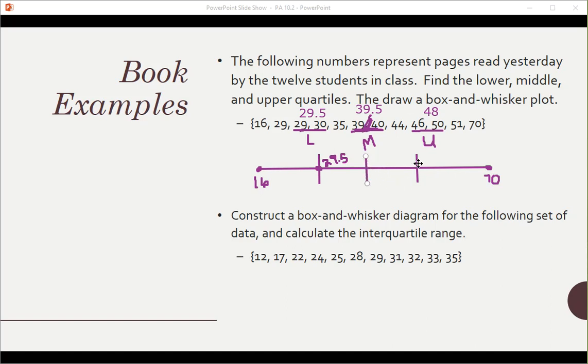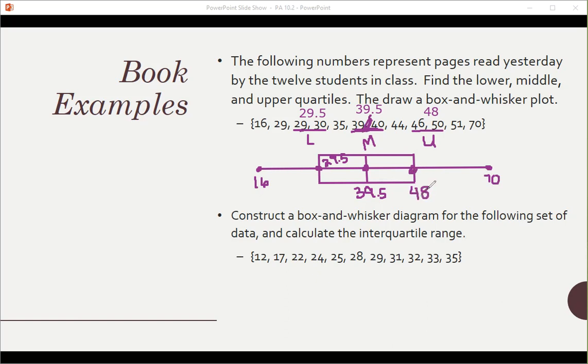See if I can level those out a little bit. And those three middle, lower, and upper quartile values will make the box. The endpoints make our whiskers. So this middle one, I would want to label 39.5, and the final one, 48.